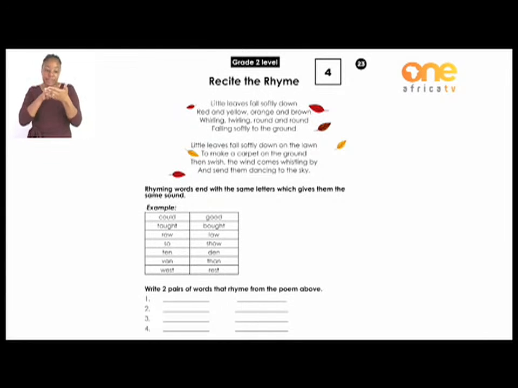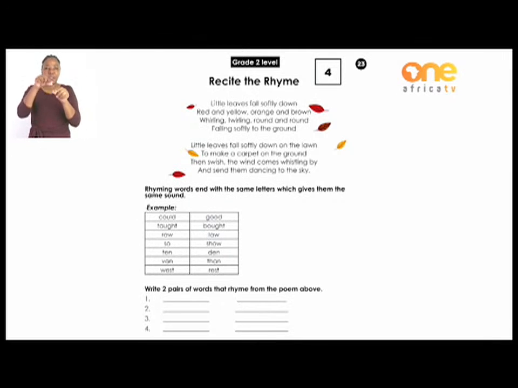Let's start. Little leaves fall softly down, red and yellow, orange and brown, whirling and twirling round and round, falling softly to the ground. Little leaves fall softly down on the lawn to make a carpet on the ground. Then, swish, the wind comes whistling by and send them dancing up to the sky. That is a beautiful rhyme, and you can see the leaves dancing up and down.